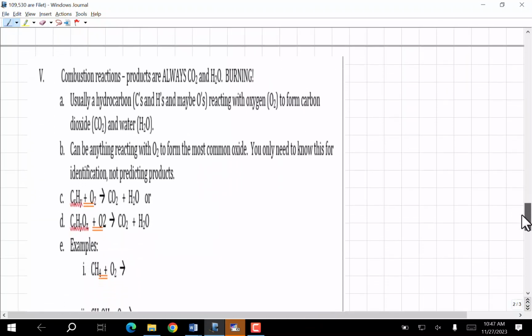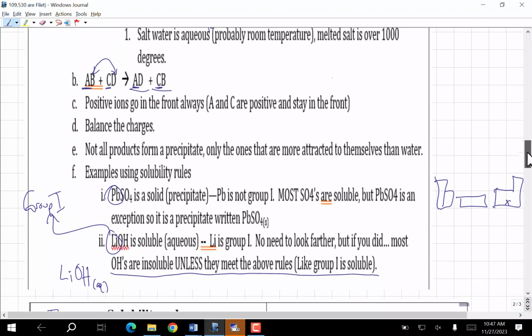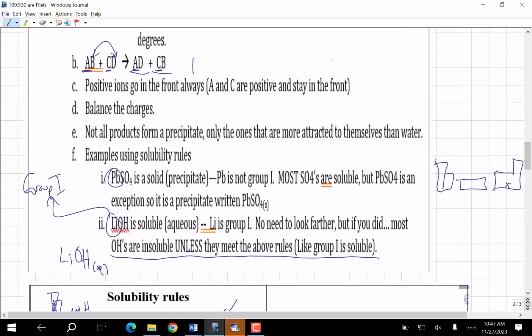All right, combustion reactions. Oh, by the way, I forgot to say this. Balance the charges. Double replacement must form a precipitate or water.